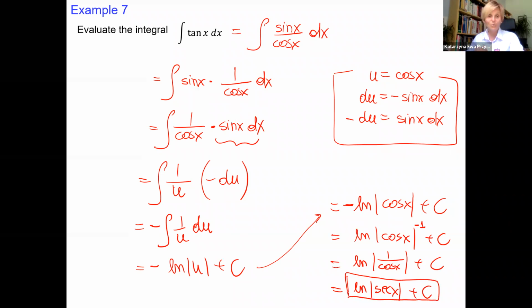And probably when you search in the textbook or on the internet for the integral of tangent of x, it will be natural log of secant of x. It could be negative natural log of cosine, but we know where this negative went. It became an exponent, and a negative exponent means we're flipping the number, the reciprocal of cosine is secant. Okay, now we know the integral of tangent of x dx is natural log of secant of x plus the constant c.